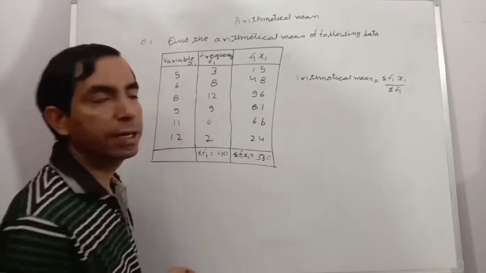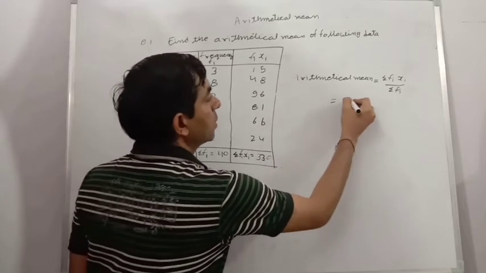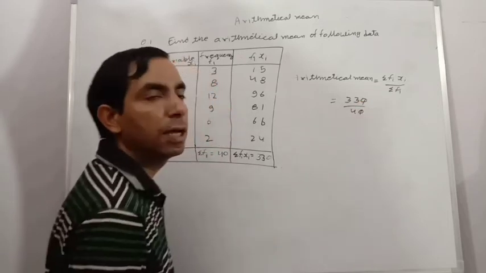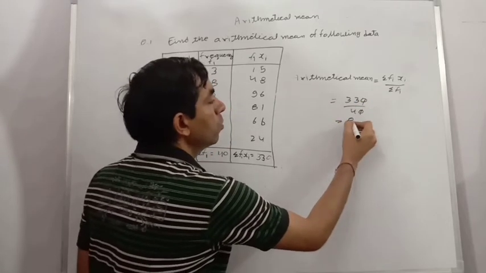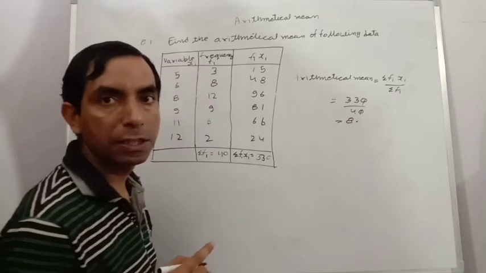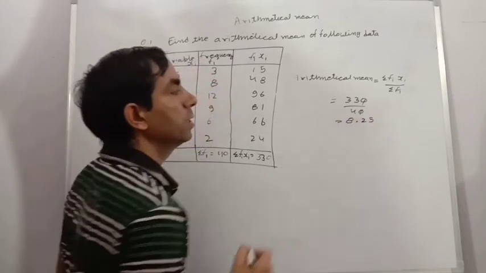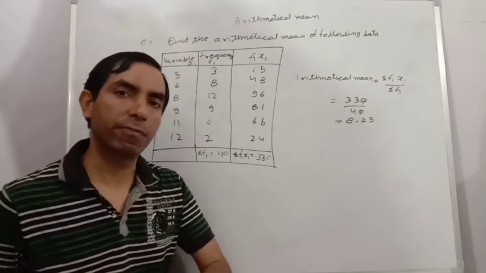We get 330. So write here 330 upon 40. The 0 will be cancelled. Then divide by 4. 4 eights are 32, 1 remaining. Put the decimal point, 10. 4 twos are 8, remaining 2. 4 fives are 20. Then we get the answer 8.25.